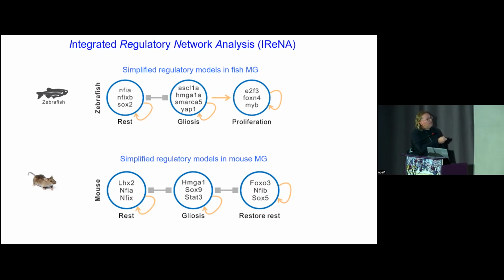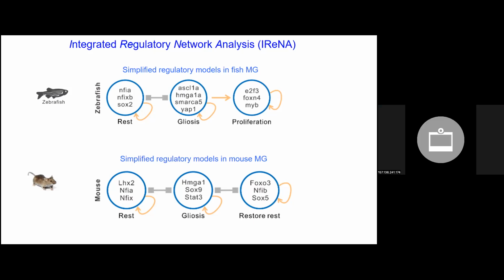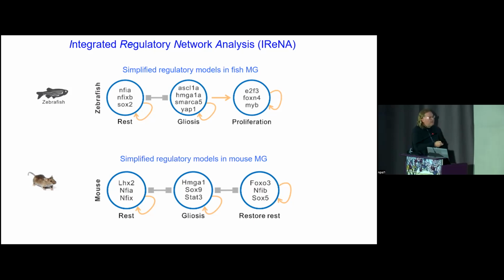So once in the zebrafish, when cells enter gliosis, they are predicted to rapidly reprogram to a proliferative state, rapidly and essentially unidirectional. Now, in the case of the mouse, this third network has an opposite effect. It acts to restore a resting state.